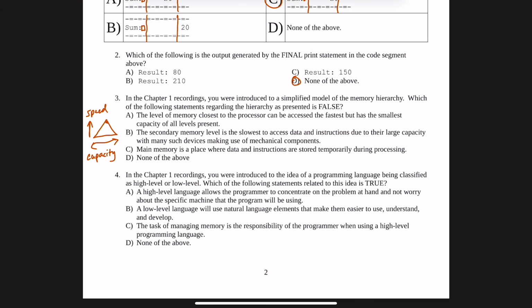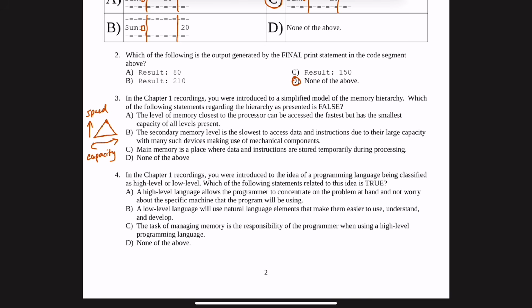B, the secondary memory level is the slowest to access data and instructions due to their large capacity, with many of these being mechanical components. Something like your hard drive, right? It could even be a spinning disk inside, right? And so that spinning, you have to go search for the value. It's slow to find, but you can buy gigabytes, even terabytes for a very affordable price. And that's its advantage. So B is going to be true as well.